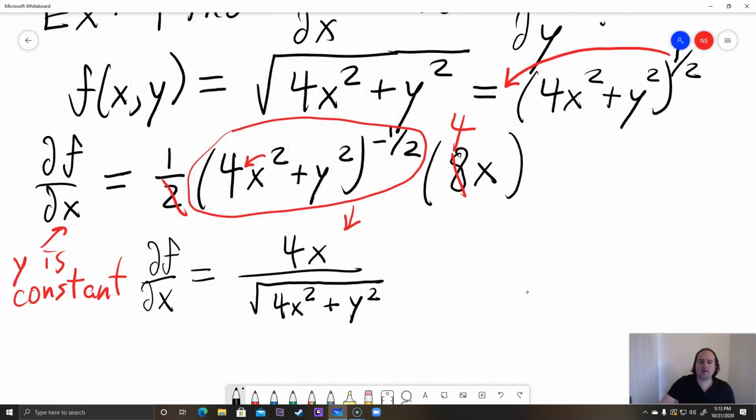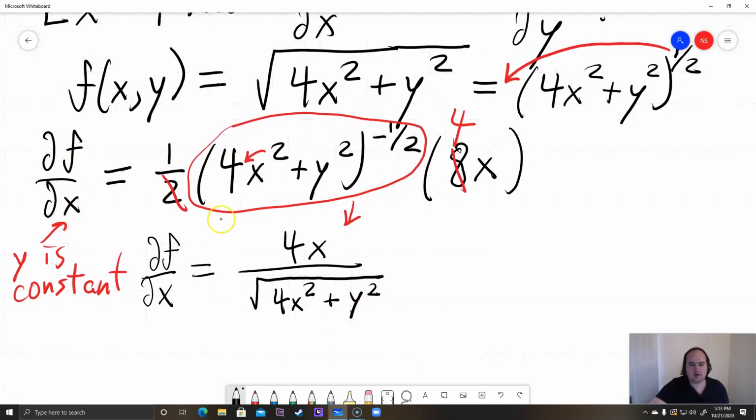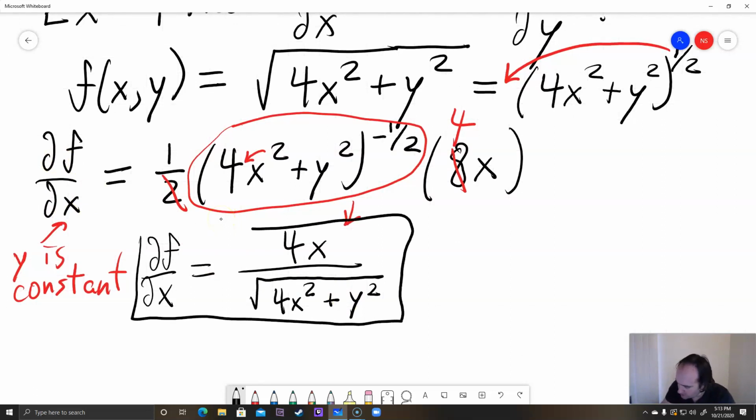So basically what we did there was a bunch of different rules from Calculus 1, and it's really just the same stuff as Calculus 1. The only difference is you have multiple variables. But you treat any other variable from the one that you're taking the derivative of as a constant. Okay, and then so we did partial f partial x. Let's go ahead and do partial f partial y.